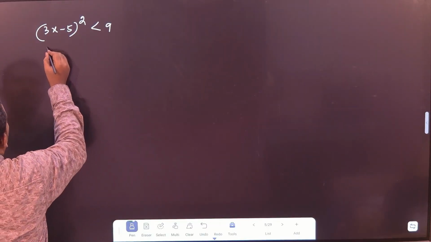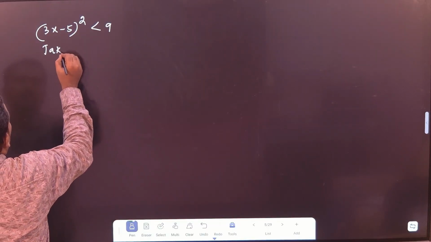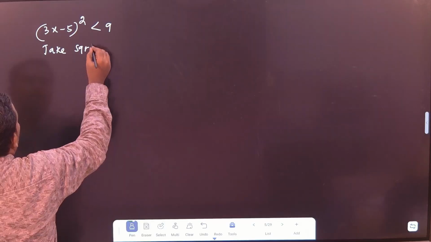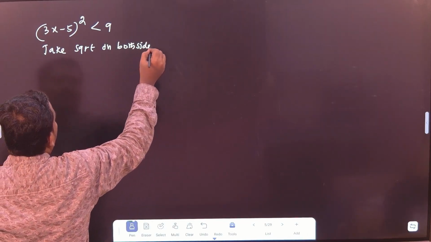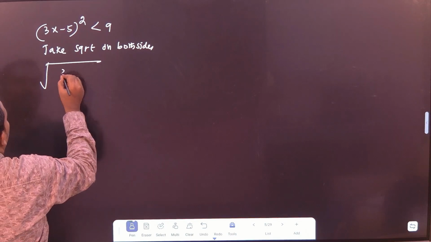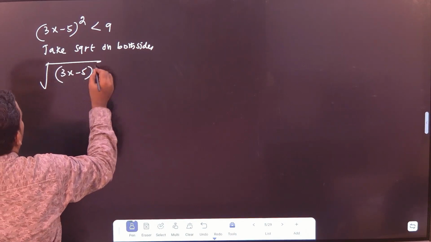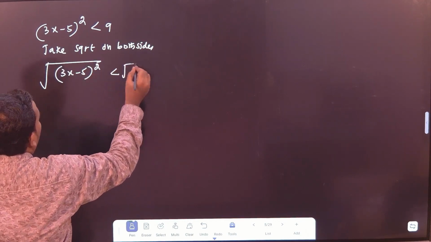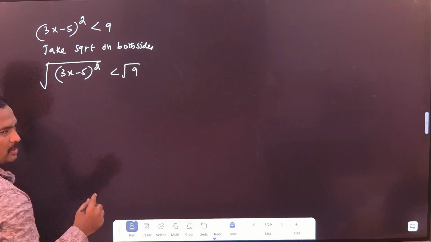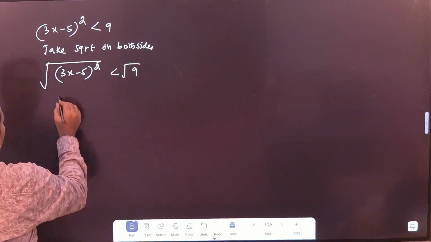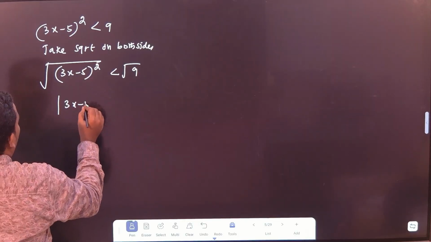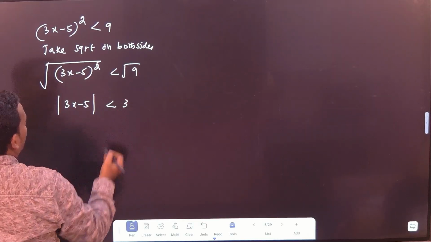Take the square root on both sides. What will we get? Square root of (3x minus 5) whole square is less than square root of 9. You already know that square root of x square is what? Mod x, right? So the same way here, mod 3x minus 5 should be less than 3.